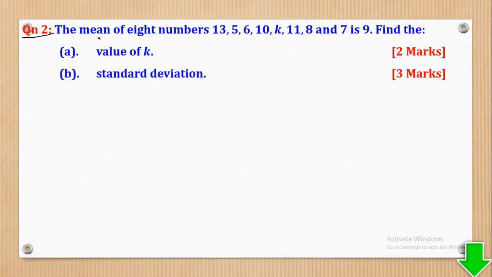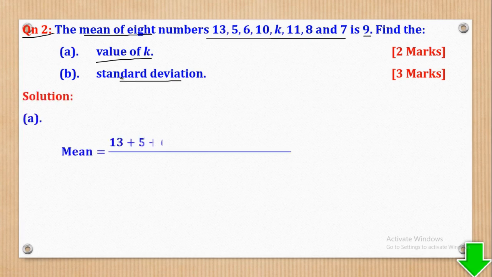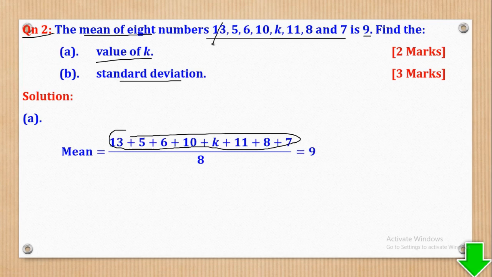Now we shall go to question 2, which says the mean of 8 numbers, these are the numbers, is 9. Find the value of k and the standard deviation. So you know that the mean is the same as the sum of all data values divided by the number of data values. So all these ones, you add them, then you divide by the number of data values. So this is 1, 2, 3, 4, 5, 6, 7, 8. That is why you see 8 there.